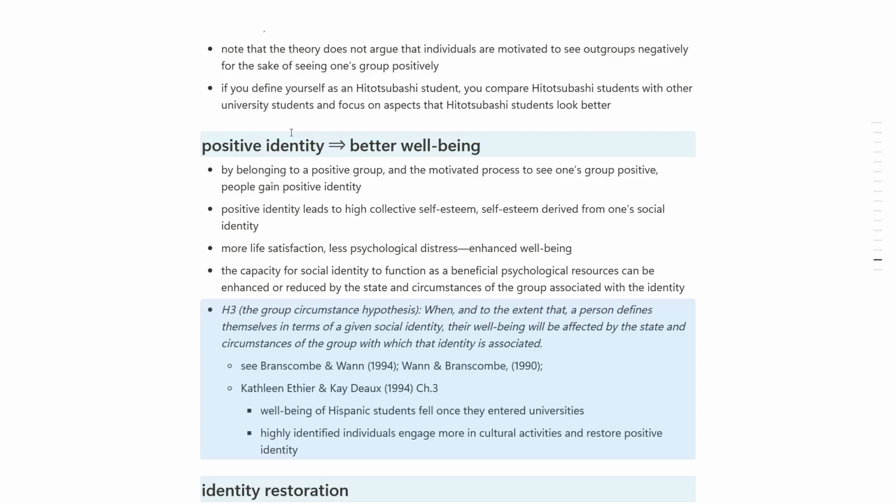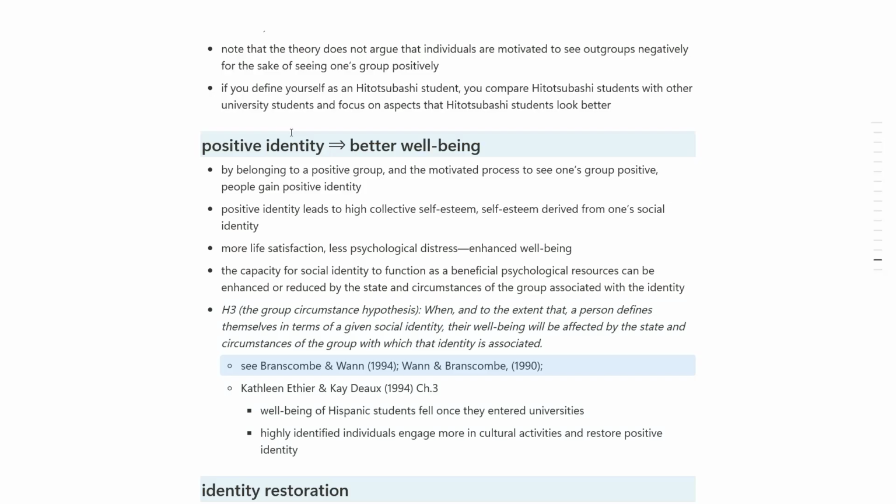But when your national team loses in the Olympic Games, the more you identify with a group, with your nation, or with the athletic team, the more likely you are to experience negative emotions, and the more likely you are to be affected negatively by this event. This is basically what hypothesis three tells.